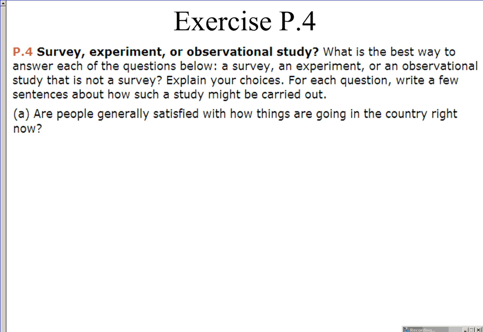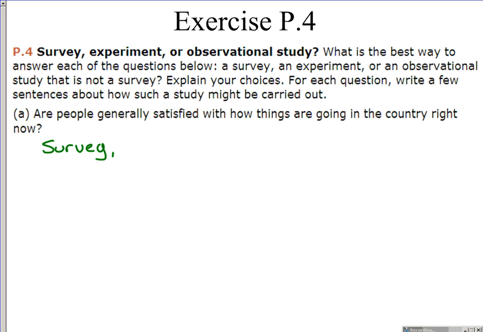Number 4, is this a survey, an experiment, or an observational study? Explain your answer choices. So for each of these, you're going to identify it as being a survey, an experiment, or observational study. Then you are going to justify why you believe it is whatever you pick. So in this case, are people generally satisfied with how things are going in the country right now? Well, this would best be measured by a survey.